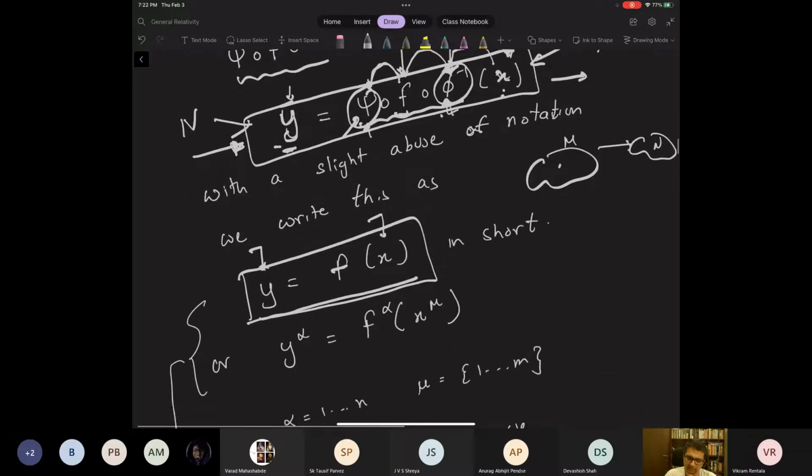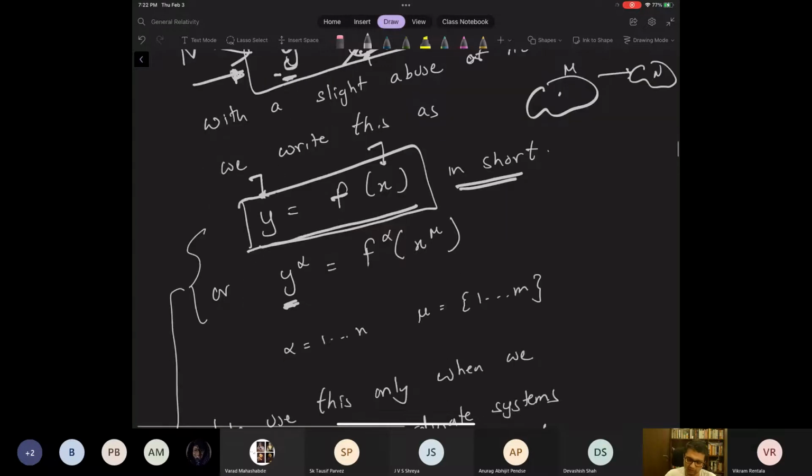And so in short, we'll write it like this, or another way of writing it is y alpha, where alpha runs from 1 through n, because there are n coordinates on the manifold capital N, is equal to some function f alpha. Again there are n functions. You can regard these as component functions of this capital F of x mu, where mu runs from 1 through m, because there are m coordinates on capital M.